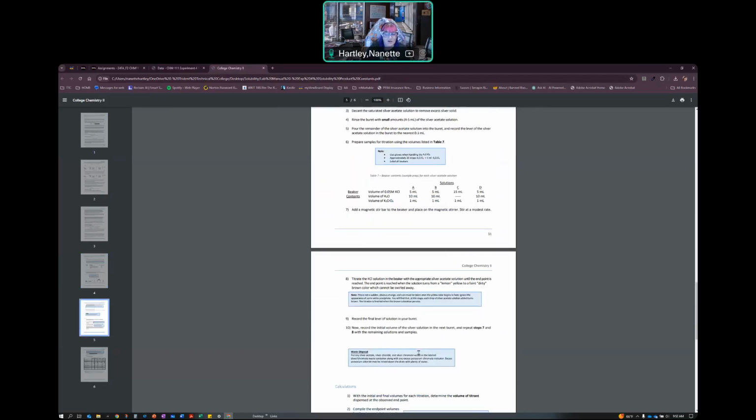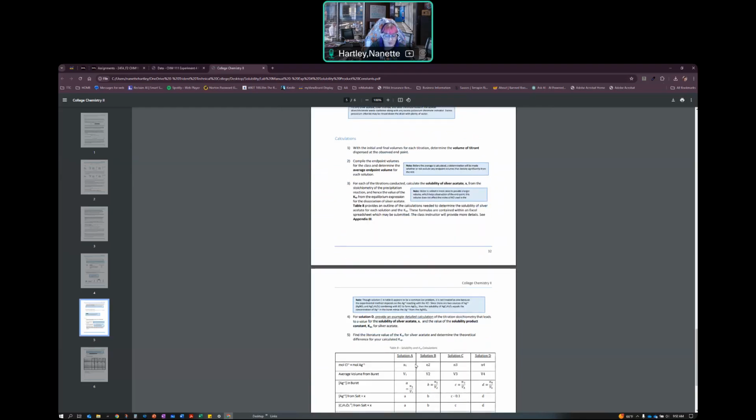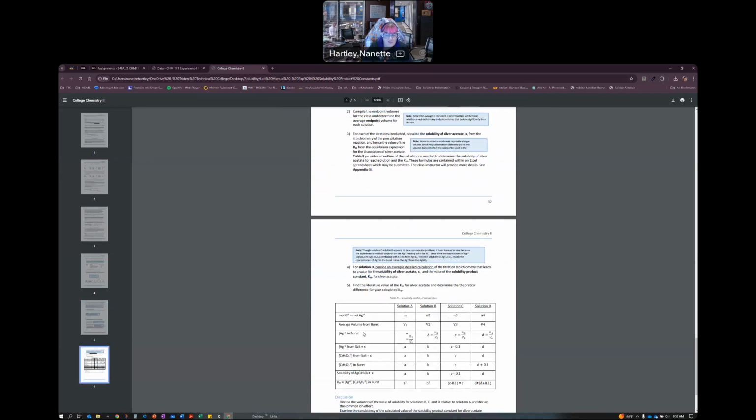We need to know, based on that amount, how much of the Ag was in that beaker. That's what we're going to go through in the calculation: based on the concentration that we added, the number of moles, we'll divide by that volume to figure out how much of that Ag we had. We're going to do that in triplicate and then find an average to get the amount that we need.